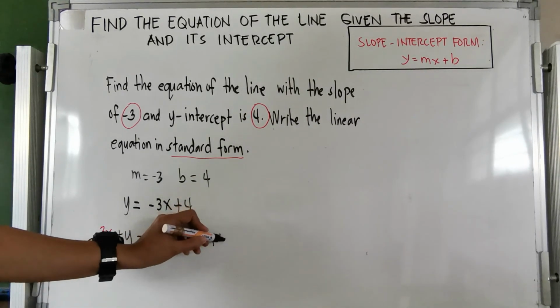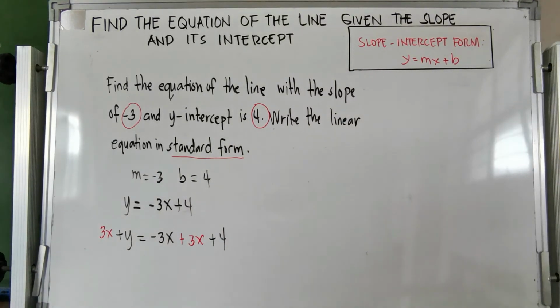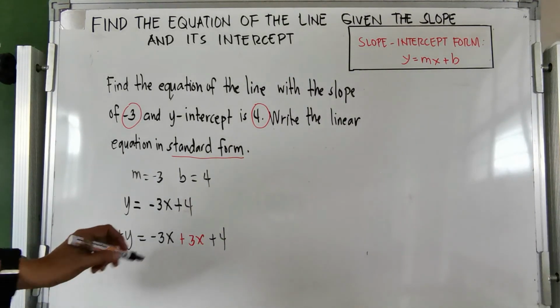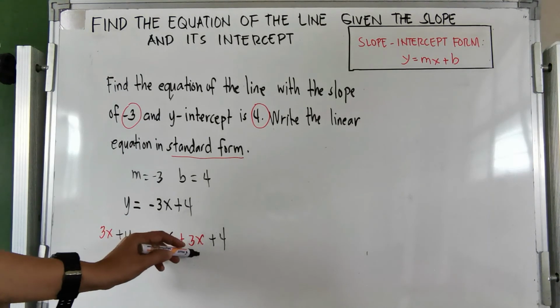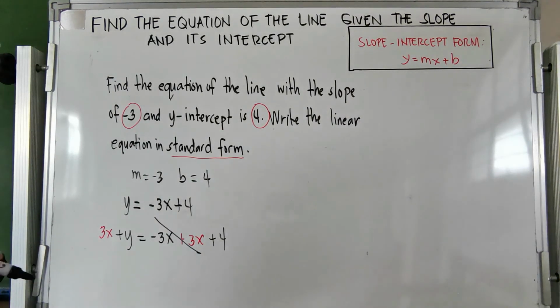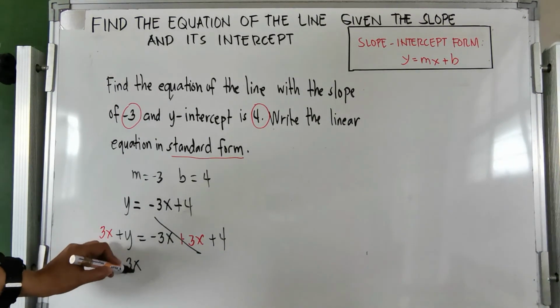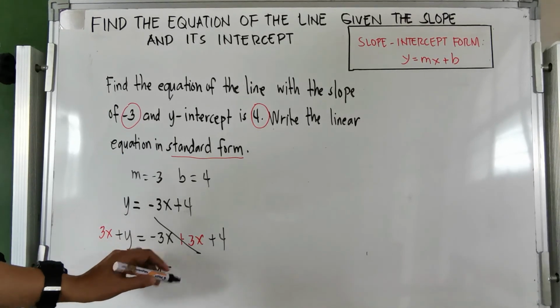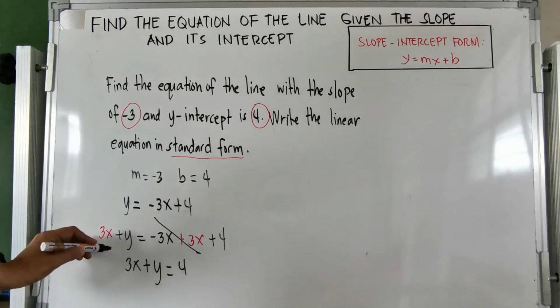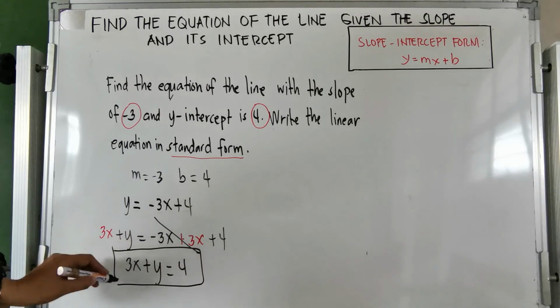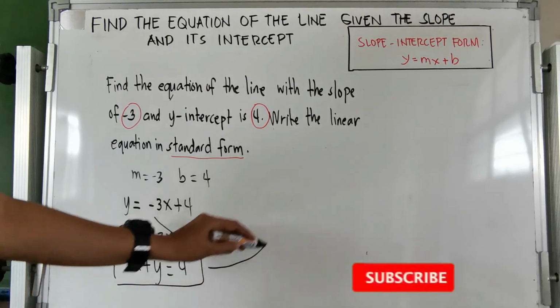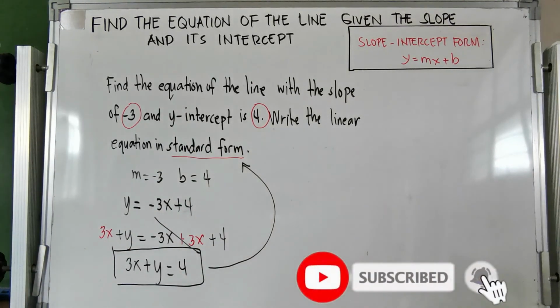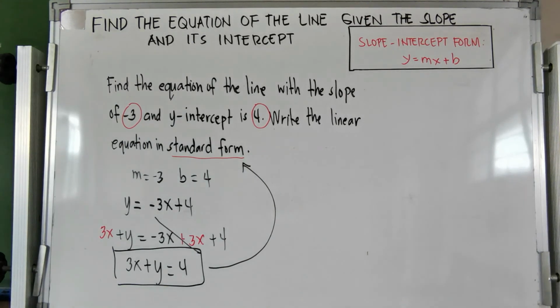Then, continue lang natin pag-copy. Plus 4. Okay, adding both sides by positive 3x, makakancel yung ating negative 3x plus positive 3x. So, ang matitira ay 3x plus y equals 4, which is already our standard form of the equation. Okay, so yun lang ang ating step-by-step process how to write the equation of the line given the slope and its intercept.